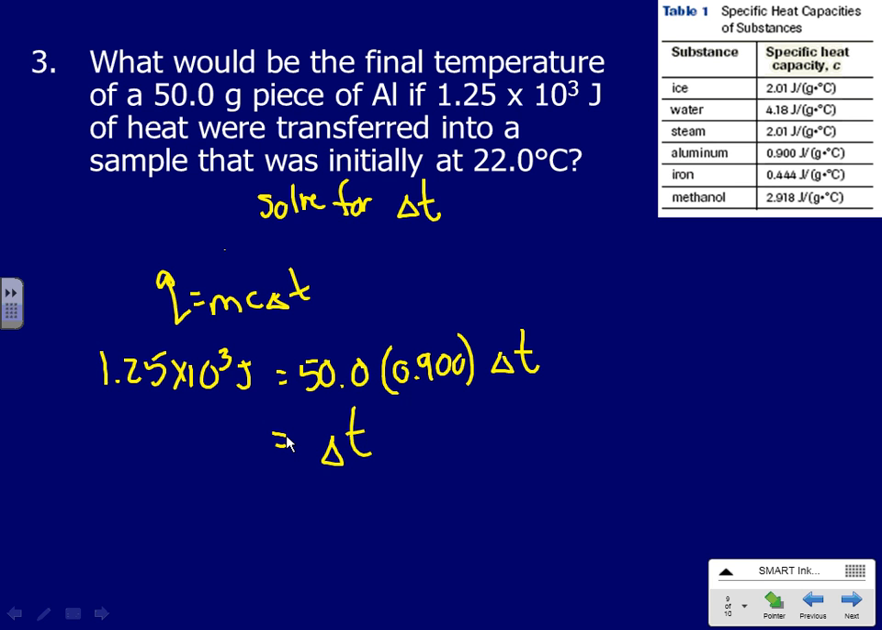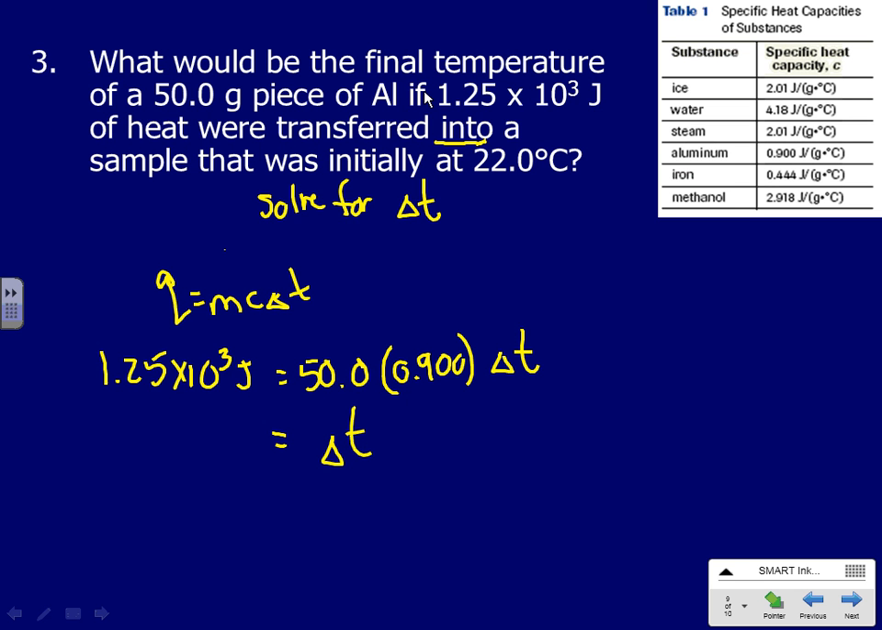Oh, hold on one second. We need to check a sign here. What would the final temperature be if the 50-gram piece of aluminum had 1.25 times 10 to the 3 joules of heat transferred into it? If the energy is going into it, what's the sign on this energy? What's the sign on the aluminum's energy bank account if energy is going into the aluminum?